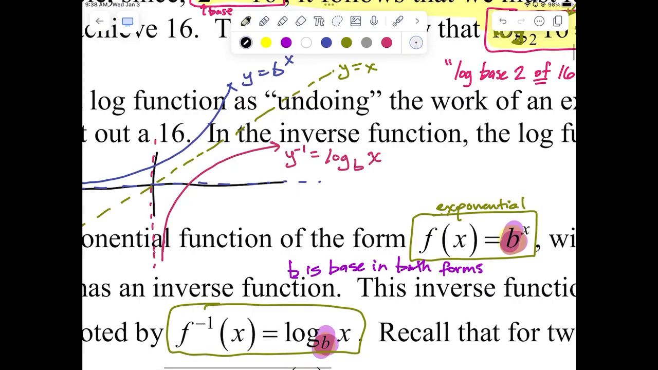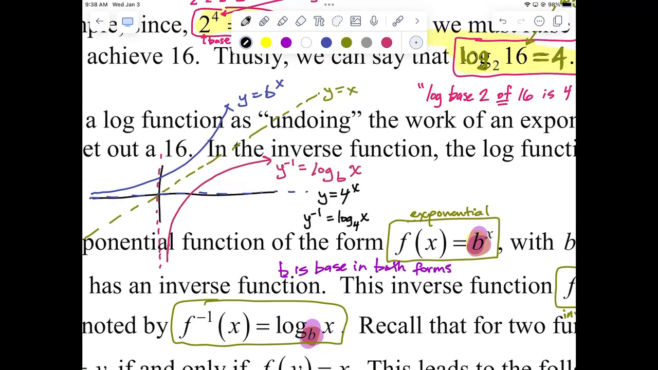So if I had y equals 4 to the x, what would the inverse function be? What would the equation of the inverse function be? Log base 4 of x is how we read that. You need to make sure you're reading it correctly. So 4 to the x, which could be the blue one up there, it's growth. And then log base 4 of x, that could be the red graph right there.